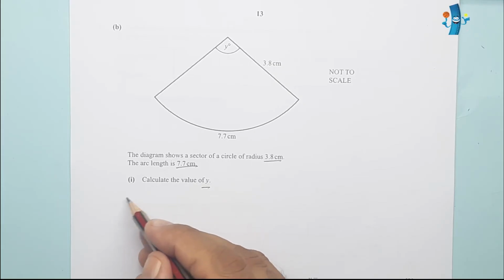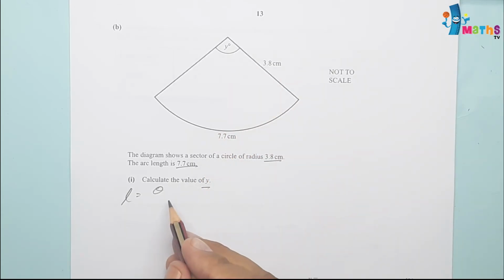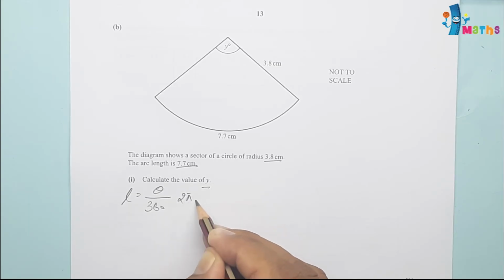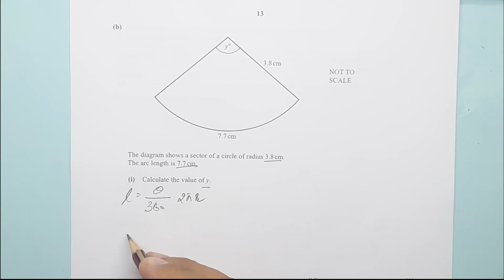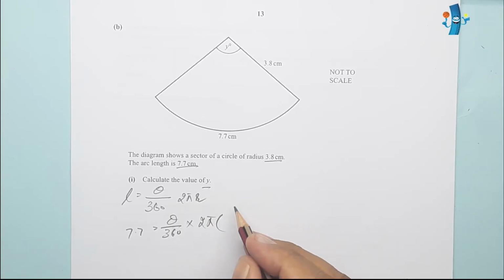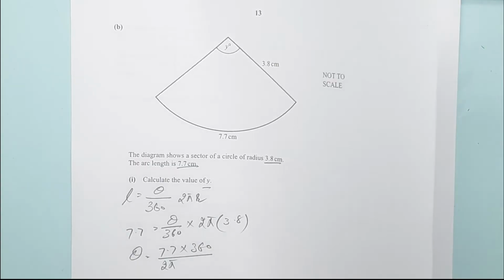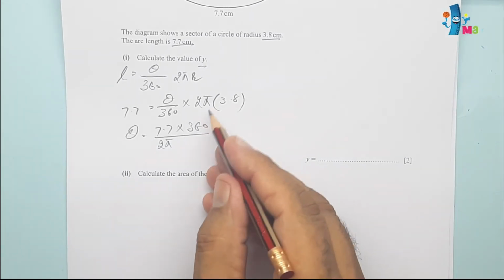So L, we know L is given, L is equal to theta over 360 times 2 pi r. We don't have theta, so we need to find theta. This will be the formula which we'll be using. 7.7 is equal to theta over 360 times 2 pi, and the r value is 3.8, and this implies theta will be equal to 7.7 multiplied by 360 and divided by 2 pi times 3.8.